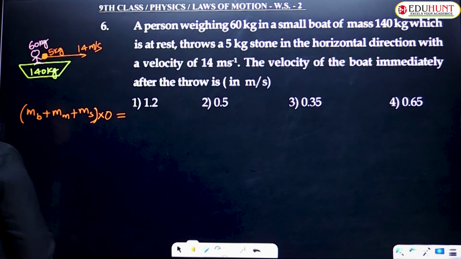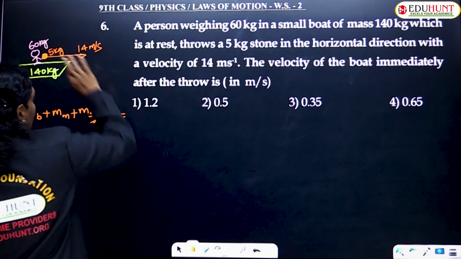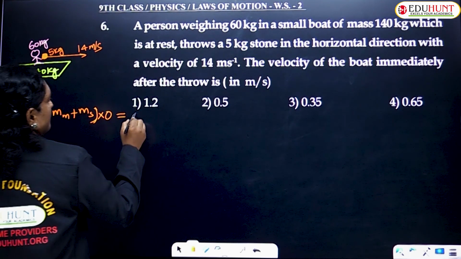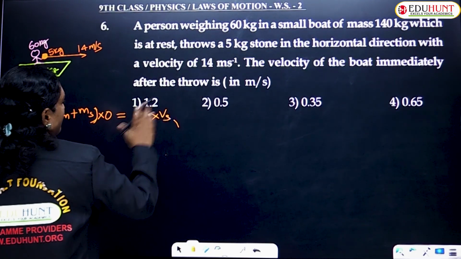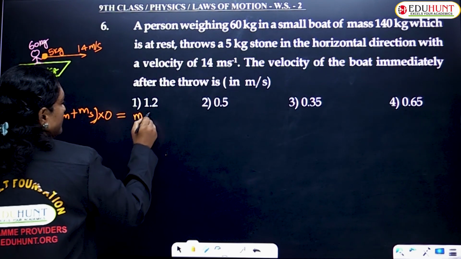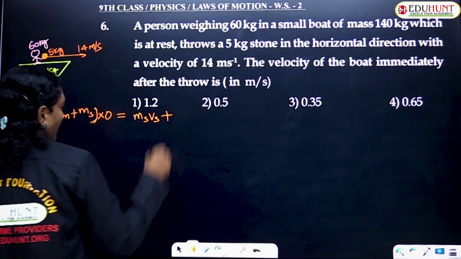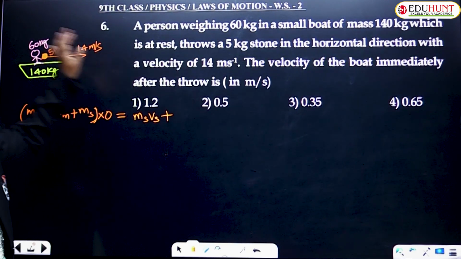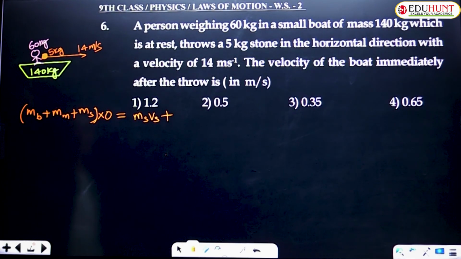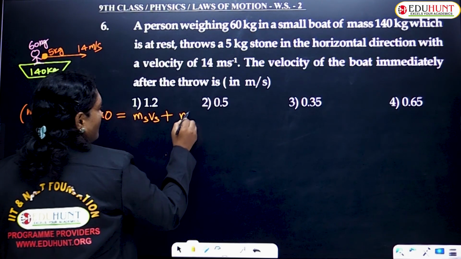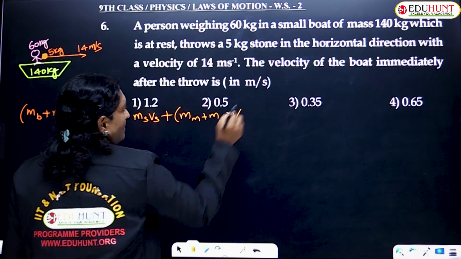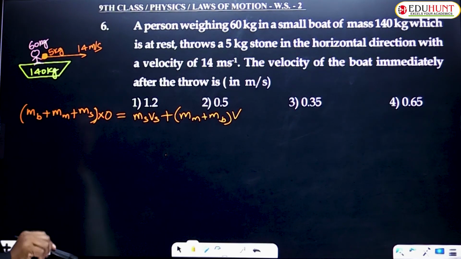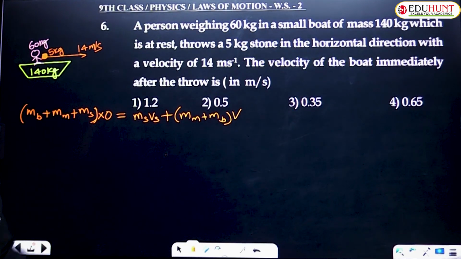Rest means 0, which must be equal to, as the stone is moving forward, the mass of the stone into its velocity, MS into VS, plus, as the stone moves forward, the man along with the boat moves backward. So the mass of the man along with the boat moves in the backward direction with some speed. Let us suppose it as V. I hope the statement is clear.